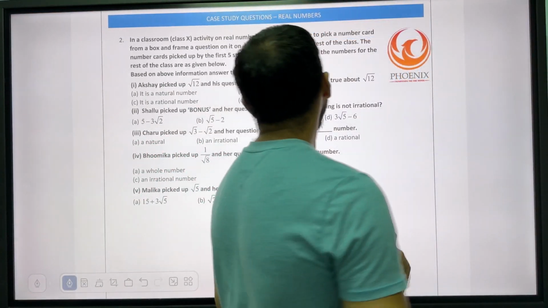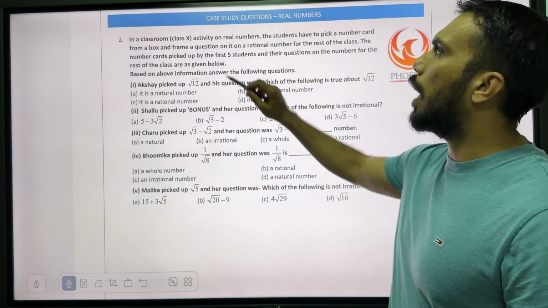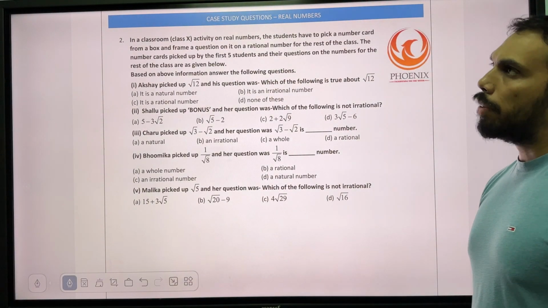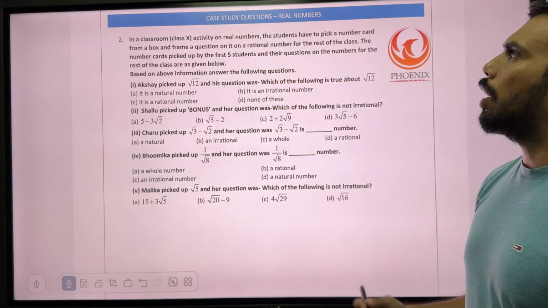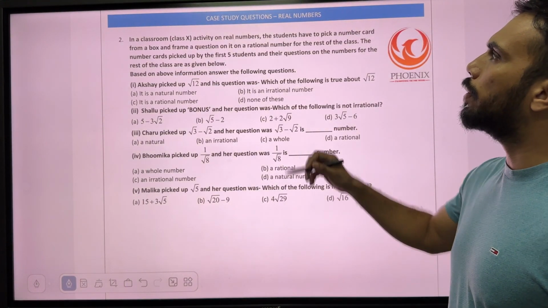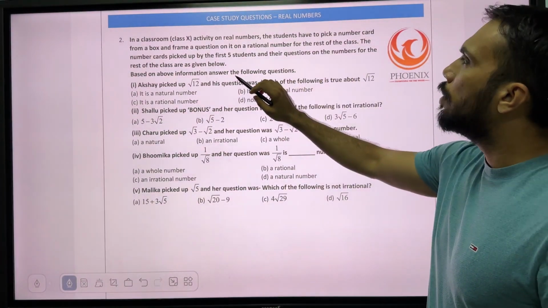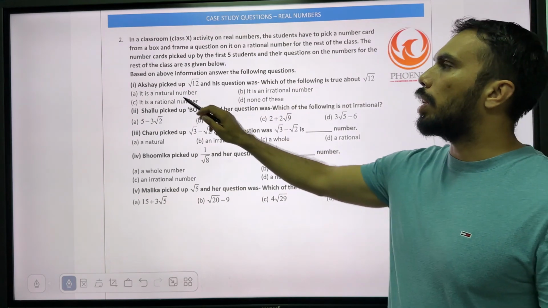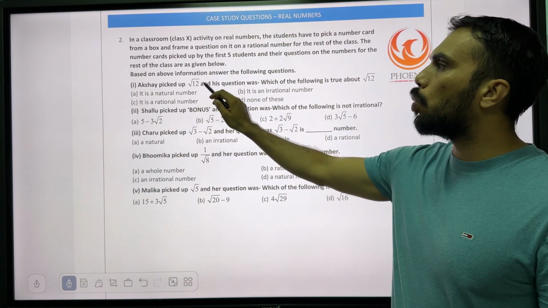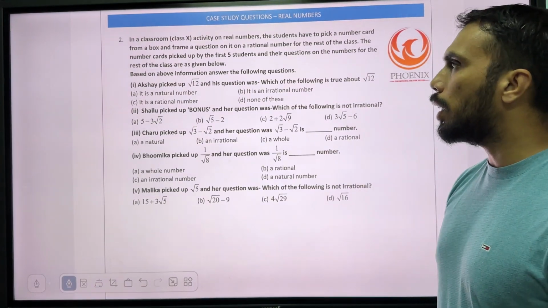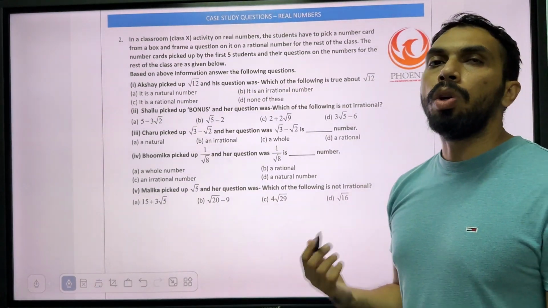So what is the next question? The second question is that in a classroom class 10 activity on real numbers, the students have to pick a number card from a box and frame a question on it on an irrational number for the rest of the class. The number cards picked by the first 5 students and their questions on the numbers for the rest of the class are as given below. Based on the above information, answer the following questions. Akshay, the first student, picked the number root 12, and his question is which of the following is true about root 12. Okay, so now we need to analyze the number root 12.